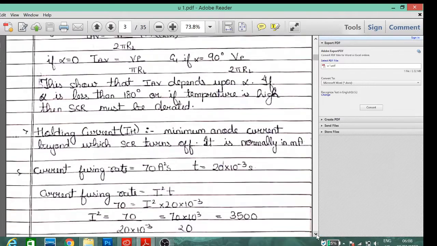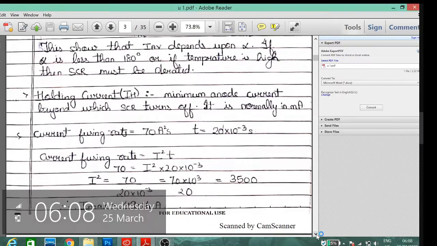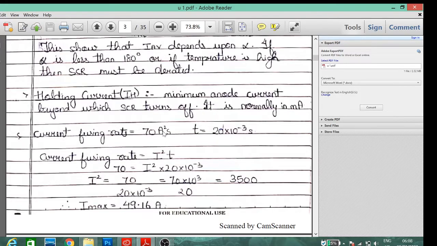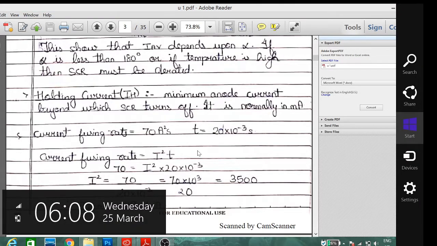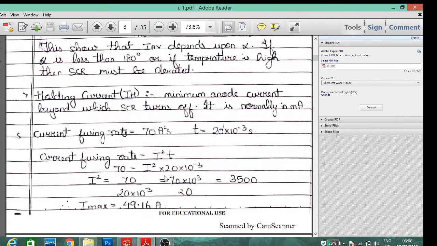Now the question was in numerical form: the current fusing rating is 70 ampere square second. Time is 20 milliseconds. Now the current fusing rating is equal to I square T. I square T is 70. We have to find I. T is 20 milliseconds. I square will be equal to 70 divided by 20 milliseconds, which is nothing but 3500. I is the square root of 3500, which is nothing but 59.17 ampere.